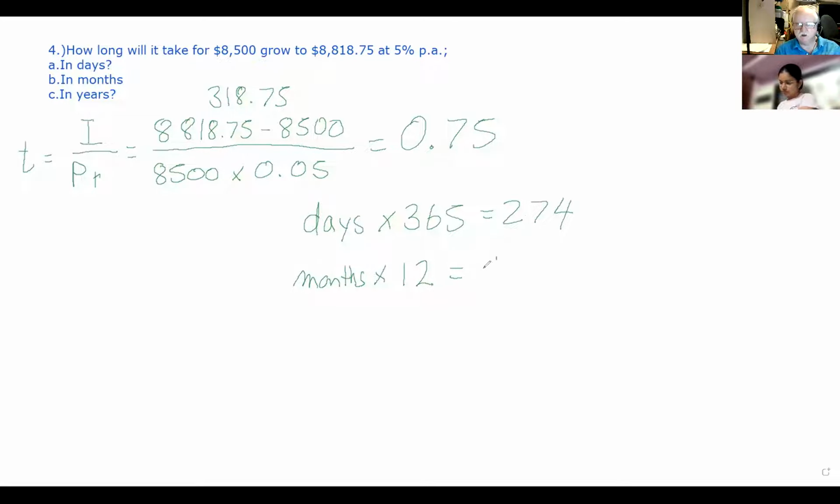And I get 9 months. So this was days, so the 9 months makes sense. 3/4 of a year is going to be 9 months. If I need to translate it into years, I don't have to do anything to it. Times 1 equals 0.75 of a year.